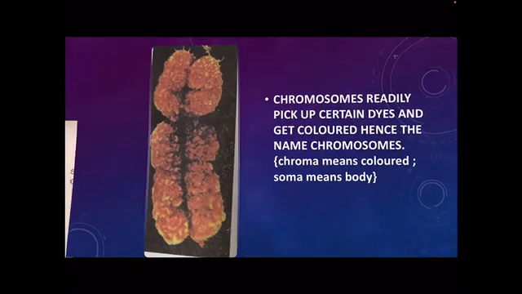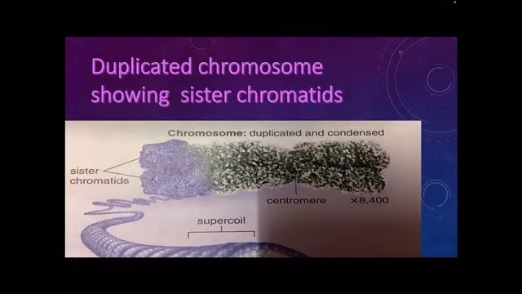Then when the chromosomes start condensing, they get duplicated, and the duplicated chromosome is shown here. The centromere is in between, showing two sister chromatids, and in these sister chromatids you can see a highly coiled structure. The highly coiled chromatin fiber is condensed and collected, and if you take out one thread, that is a chromatin fiber, you can see here. This is a condensed and duplicated chromosome.